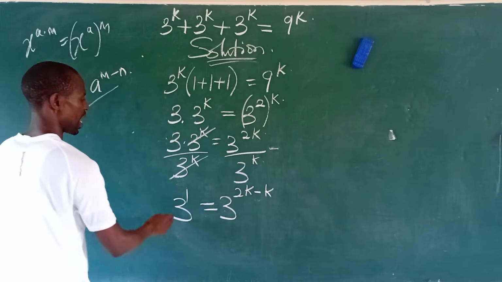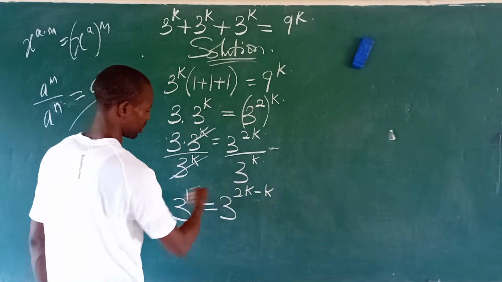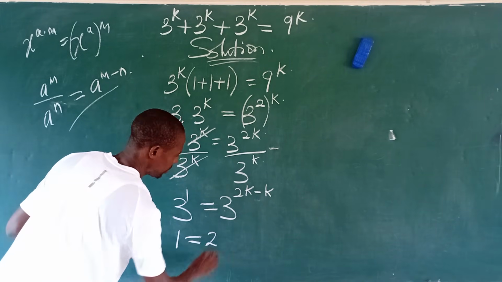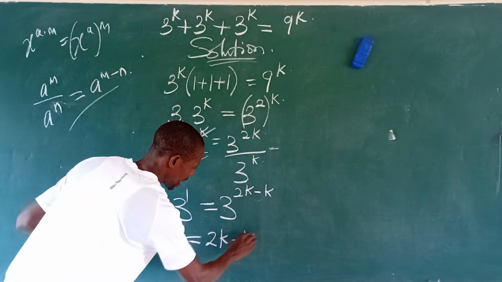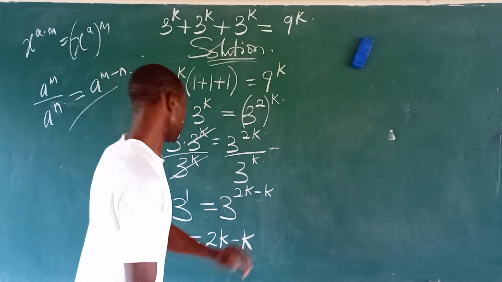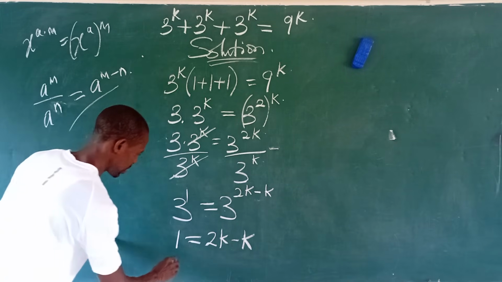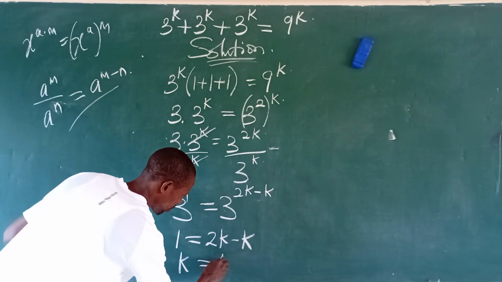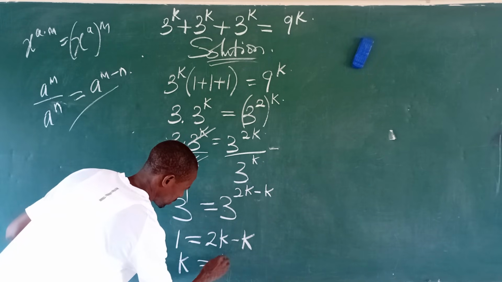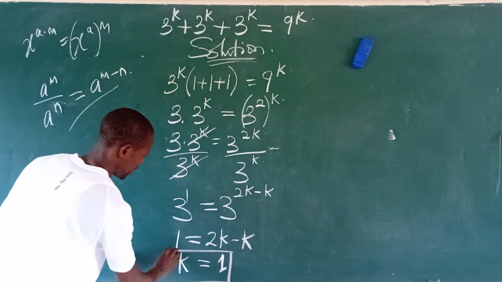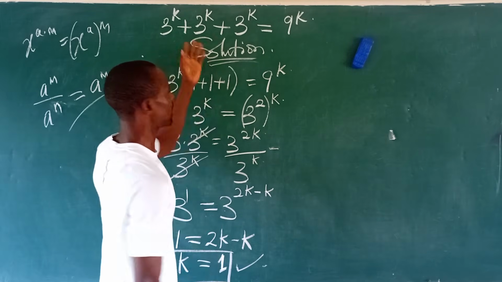So since the bases are the same, then we can equate the exponents. So we have here 1 is equal to 2k minus k. And what is 2k minus k? It will give us 1k. So we're going to have k is equal to 1, which is your answer. Okay, so 1 is the answer that satisfies this original equation.